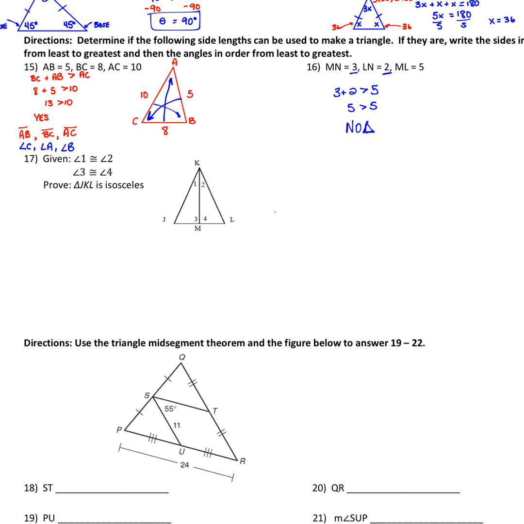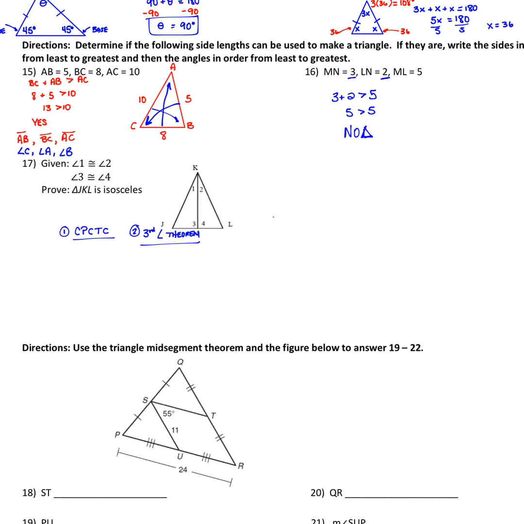So for the first one, I'm going to use CPCTC, corresponding parts of congruent triangles are congruent. That's going to be the first proof. And the second proof, I'm going to use the third angle theorem. So two ways we're going to get there. The first one, corresponding parts of congruent triangles. Second one, third angle theorem.